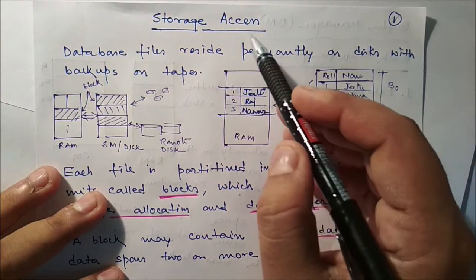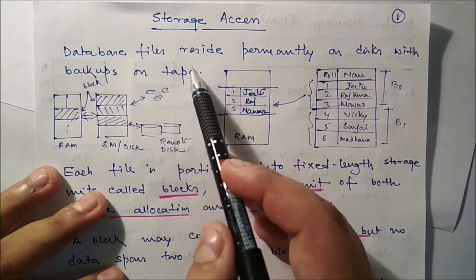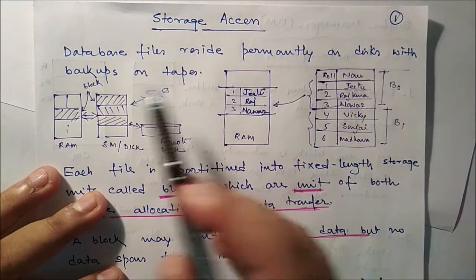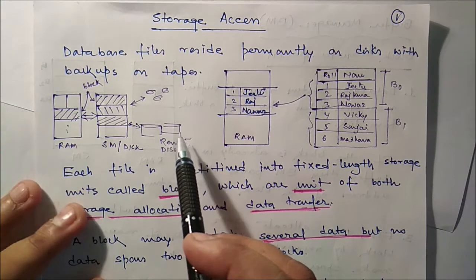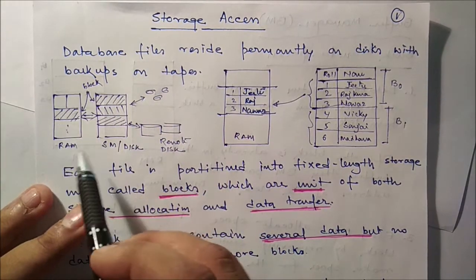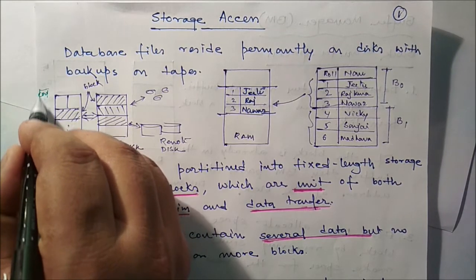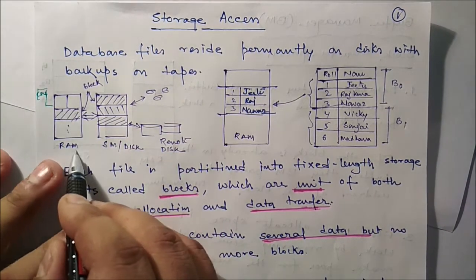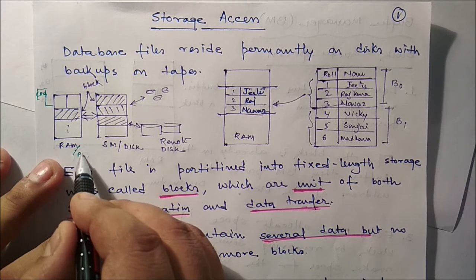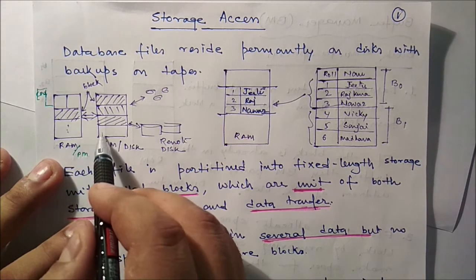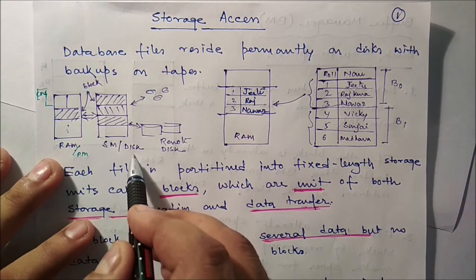In this video we'll talk about storage access. Now database files reside permanently on disk with backups on tapes. Now we can see here this is our memory organization. Here the CPU is there. The CPU is directly connected with the primary memory or RAM. So this is our primary memory. Now primary memory is connected with the secondary memory. It is also called disk.